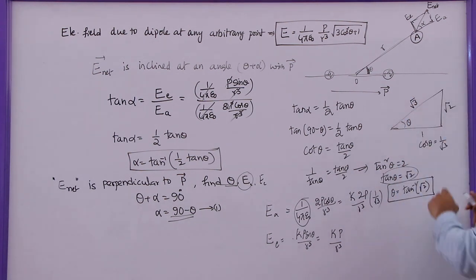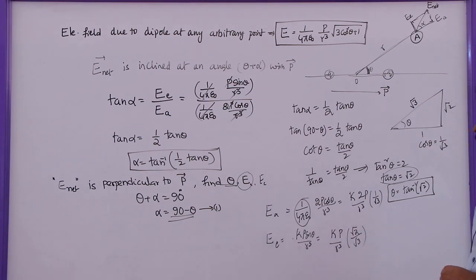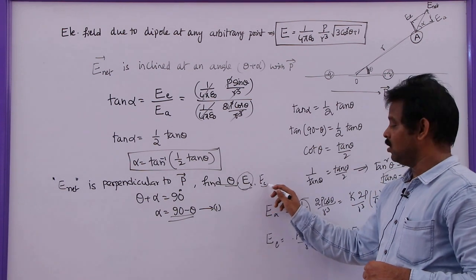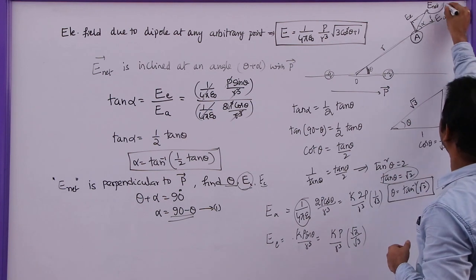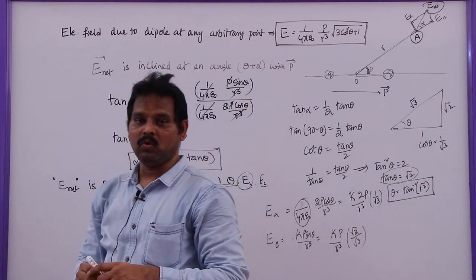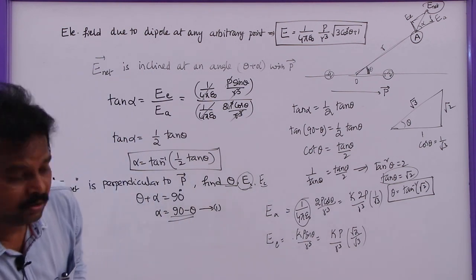Here sin theta is equal to root 2 by root 3. This will be root 2 by root 3. Now, if they ask us to find out axial and equatorial line, okay. Otherwise, if they ask us to find out the net electric field, that is E net, then E net is given by, in our equation, E net is equal to 1 by 4 pi epsilon naught p by r cube root over 3 cos square theta plus 1.